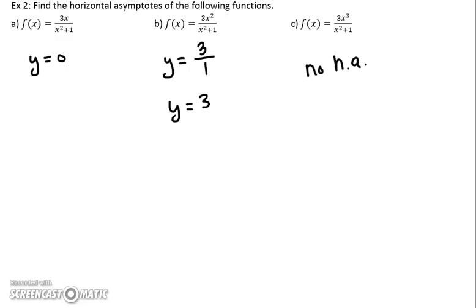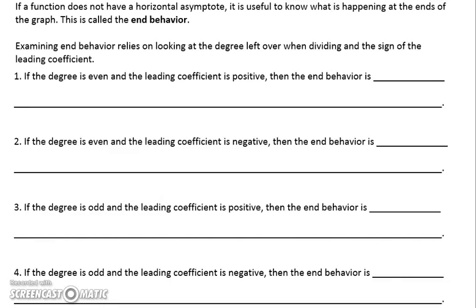Horizontal asymptotes kind of tell us about this thing called end behavior. So end behavior is just what's going on at the ends of the graph. Now, horizontal asymptotes are a type of end behavior, but it's kind of boring because it just flattens out. So if we're going to look at a function that does not have a horizontal asymptote, that's what we're going to really talk about with end behavior.